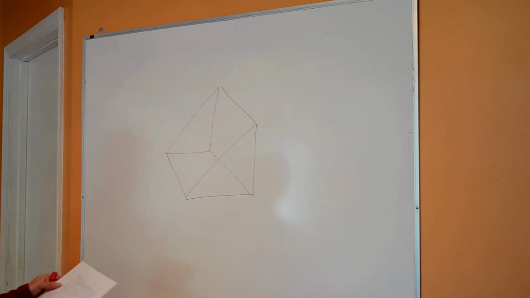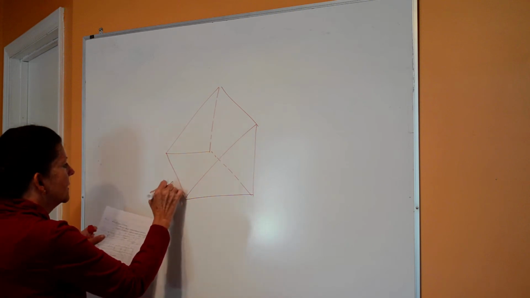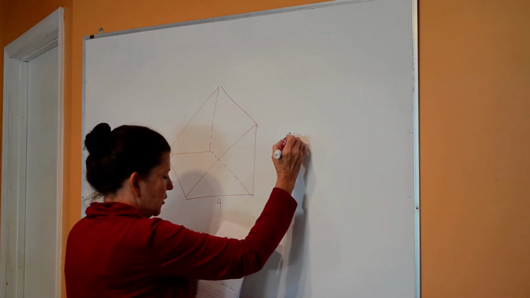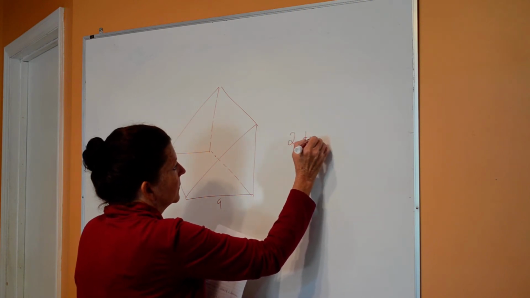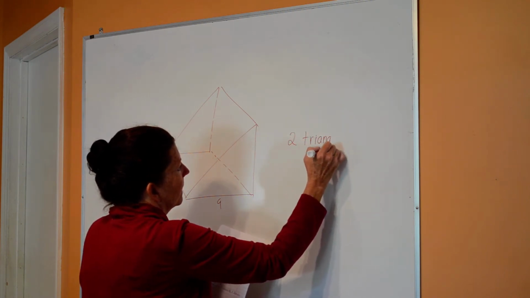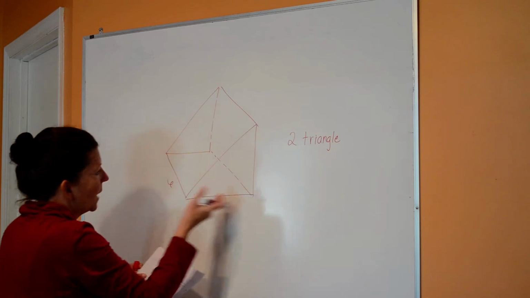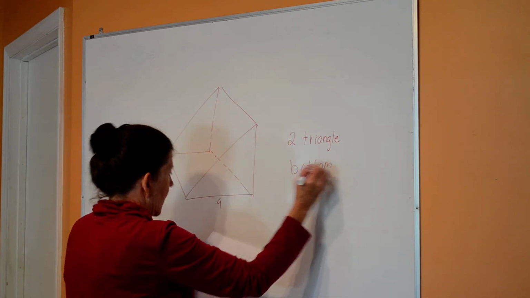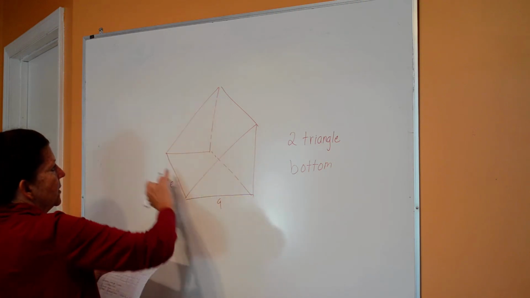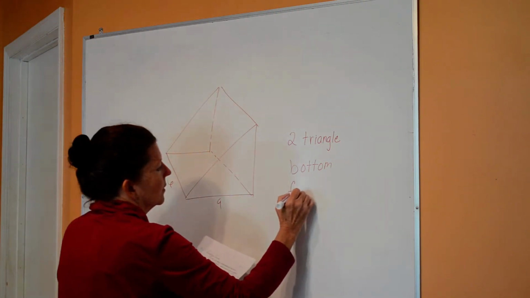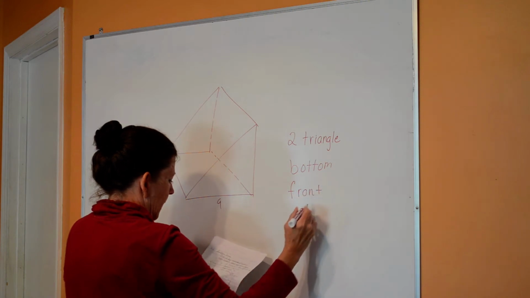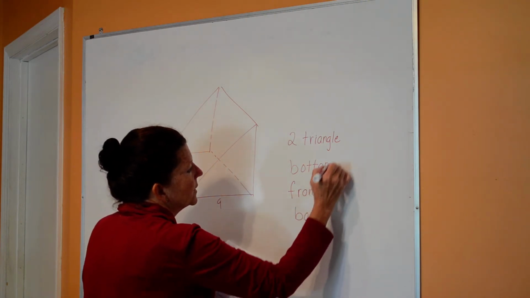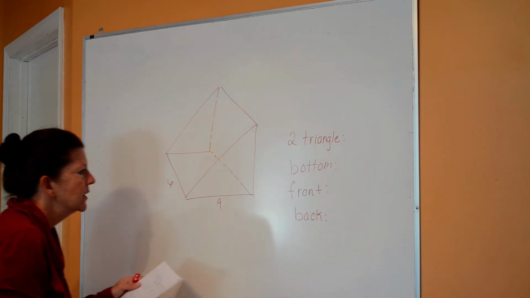Okay, somewhat a triangular prism. We've got 6, we've got 9, okay? So I know I have the two triangles, the front and the back. I also have the bottom. I have the front, which is this part that you see right here. And I also have the back. And so the old-fashioned way to do it is to find the surface area of each one of those.